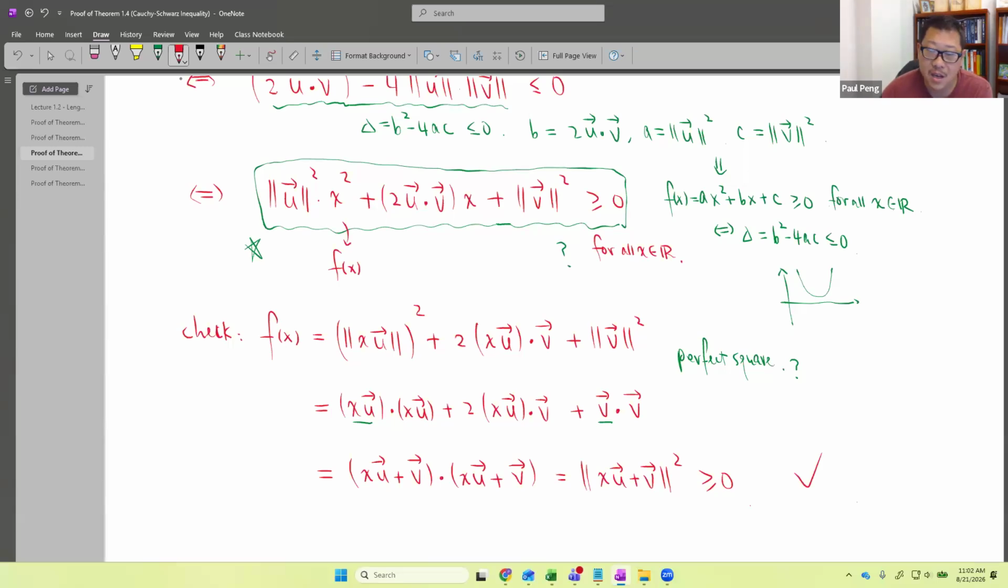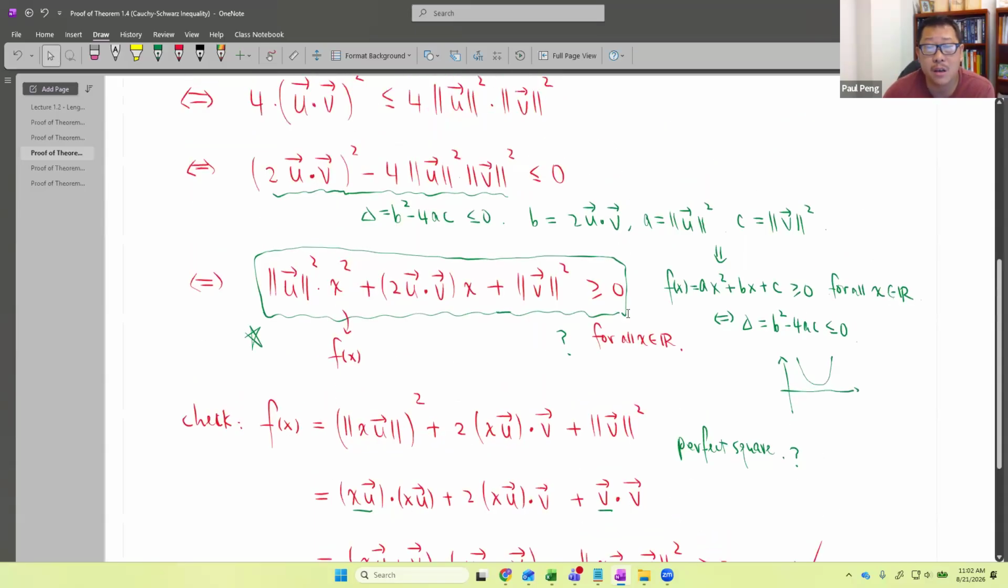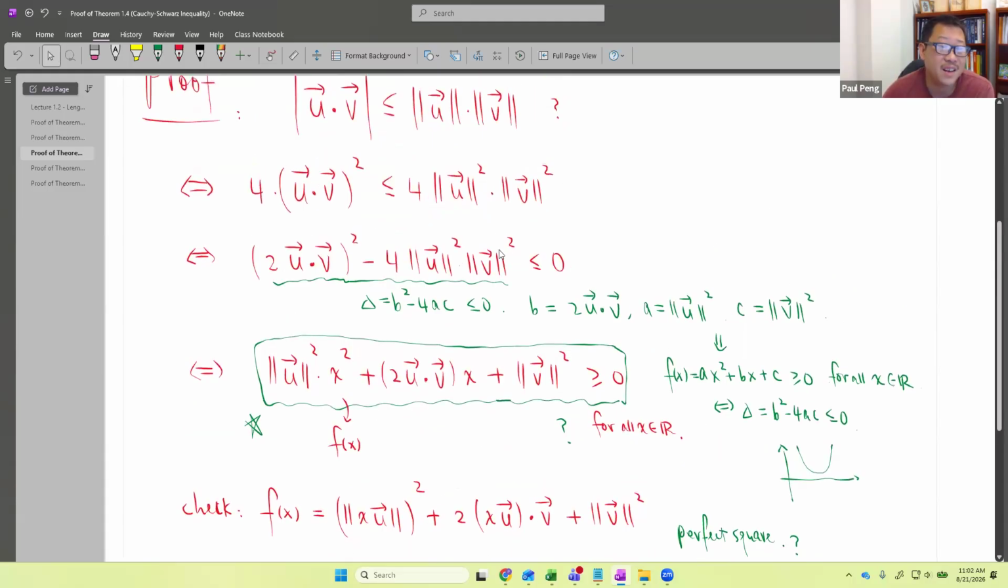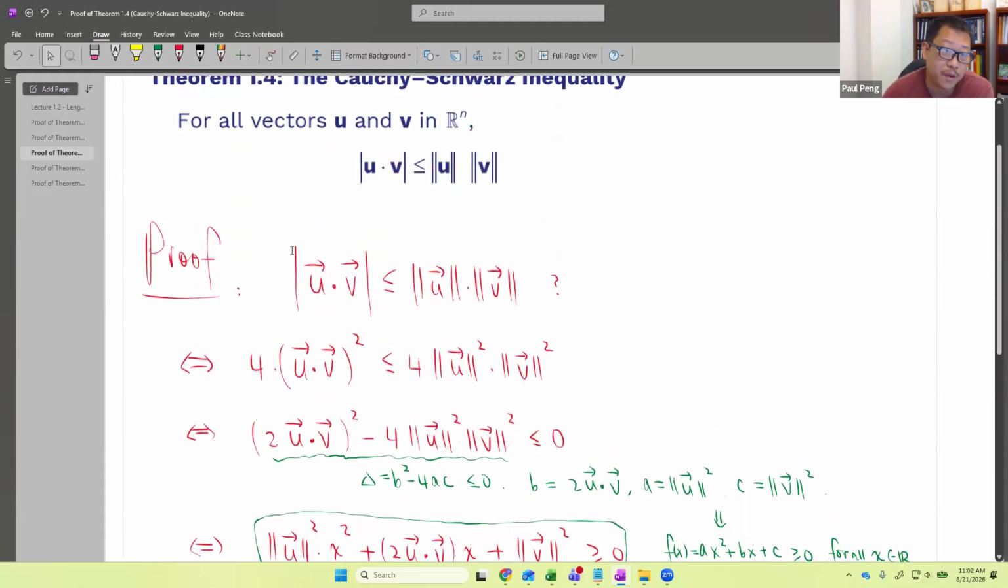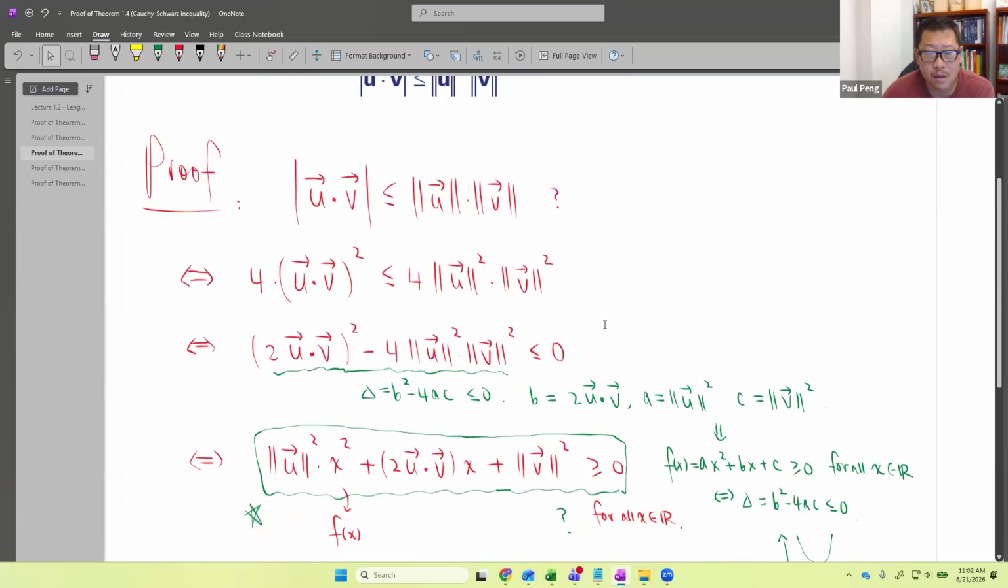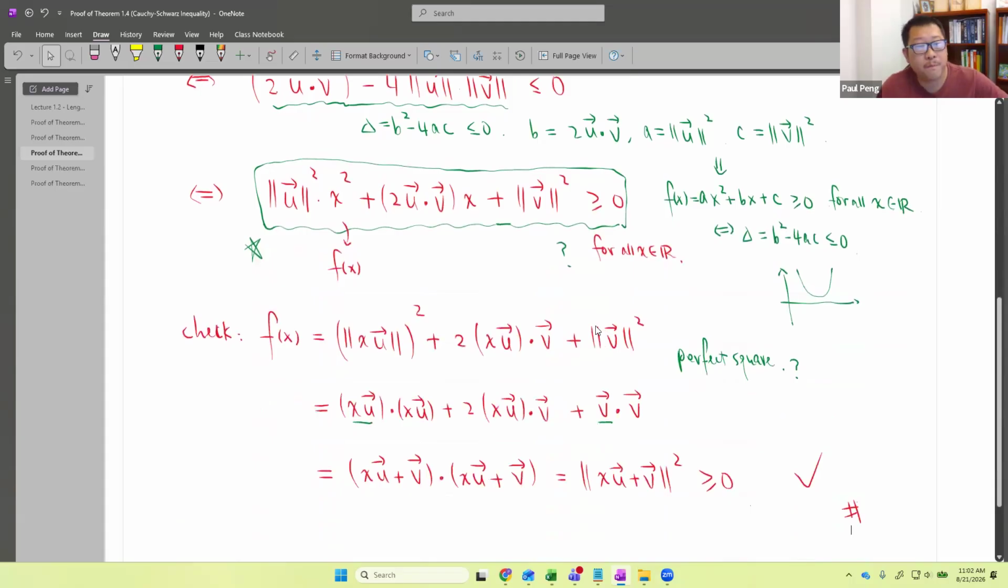Have you seen? And now is the proof. The last one, you can think about it backwards. If this quadratic function is always non-negative, which means the discriminant has to be less than or equal to 0. The discriminant is that. You get back, and to simplify, we definitely get the Cauchy-Schwarz inequality. Yeah, that's all. Thank you.